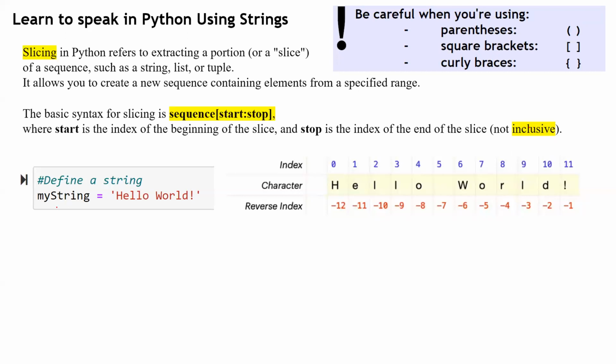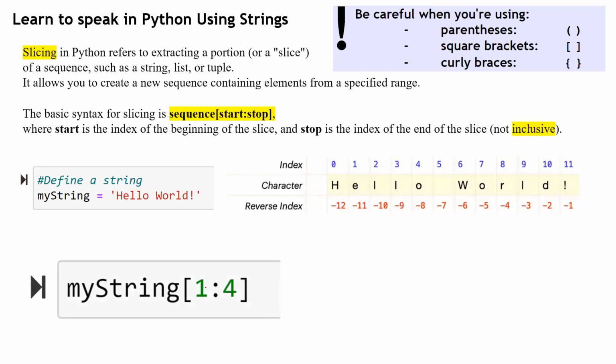Let's go back to the string. My string is "hello world!". We talked about the index and reverse index. Now, suppose I ask you to run the following code: my_string[1:4], where 1 is the start and 4 is the stop. What will be the result? It's going to just take E, L, and L, and this is the output of your code. As you can see, index 4, which represents O, is not included.